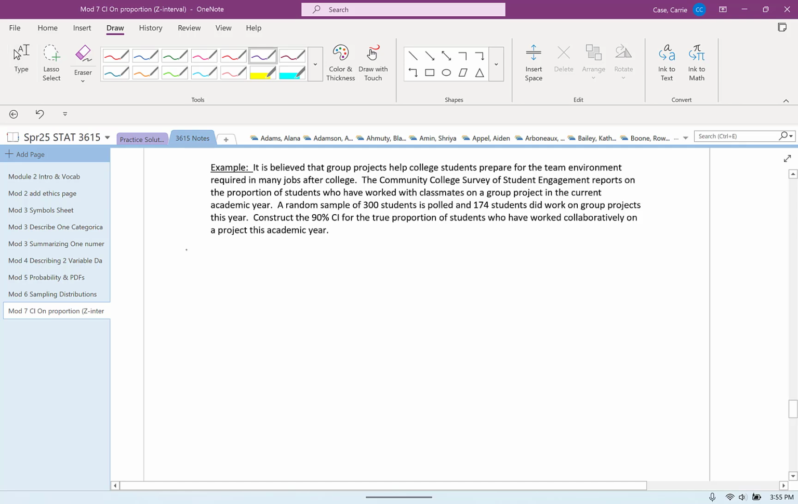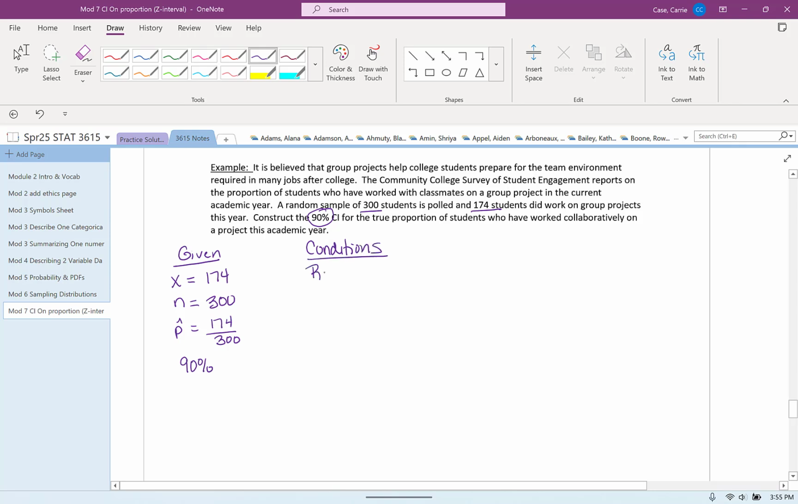So step one is to do our given information. And my given information, I need X, N, and or P hat. I don't really care. I have X is 174 students. N is 300 students. And if I have those two, I can get the third one of these. That's 174 over 300. And then I need my percent of confidence. That's 90%. And then I need my conditions. And remember, there are a bunch of those.